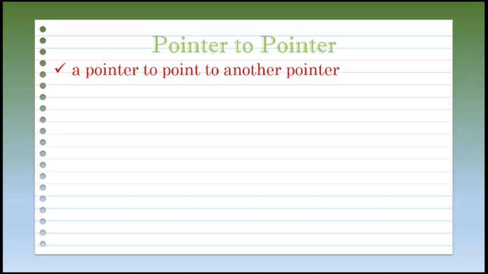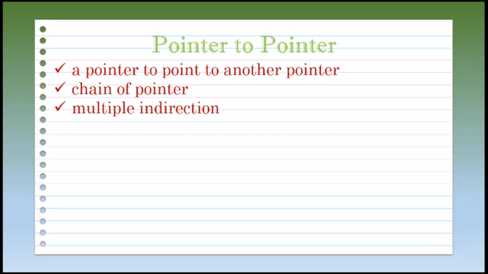It is also called a chain of pointers or multiple indirection. Normally, a pointer contains the address of a variable. When we define a pointer variable to a pointer, one pointer contains the address of another pointer, which points to the location that contains the actual value. We will see this concept by using diagrams.